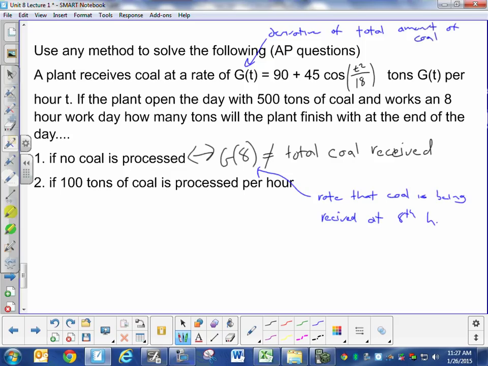So what you have to do is say, well, if this is the derivative, the antiderivative of this G, you can't make it another capital G because it's already capital G. You kind of have to think of something else, like P or C or something. This function, which we don't know, because you can't take the antiderivative of this, is the total amount of coal.